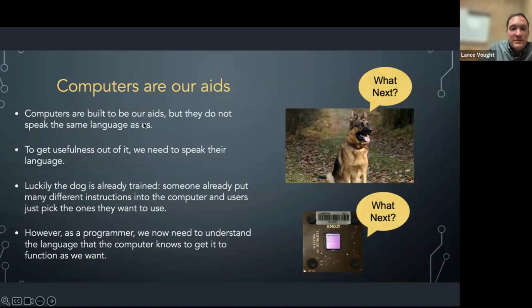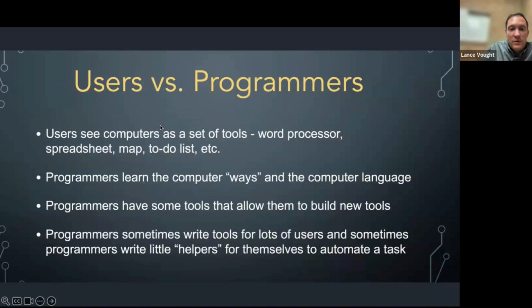So computers are our aids. They're built to be our aids, but they don't always work the same as we intend them to. So what's the difference between a user and a programmer? A user is just basically someone using a computer, whereas a programmer is basically teaching the computer what it needs to do. So basically, anyone can pet your dog and tell it to sit, and anyone can tell your dog to go and play fetch with it and stuff like that. But are they the ones training your dog? No. The ones that are training your dog are the programmers.